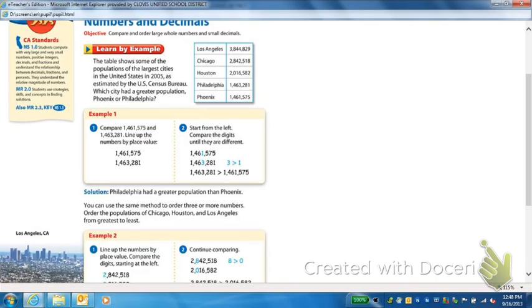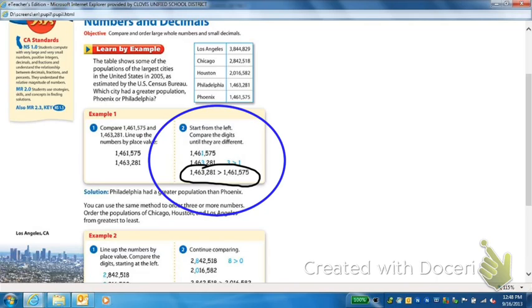So we look at both Phoenix and Philadelphia. Step 1 is to line them up and then look at their place values. So we line them up evenly, then we look at their place values. So 1 and 1 are the same, 4 and 4 is the same, 6 and 6, then we get to 3 and 1. So 3 is greater than 1, so that tells us that 1,463,281 is greater than 1,461,575, which is right down here. Sometimes the numbers are easy to see, sometimes you have to look through them carefully, so this is the best way to do that.